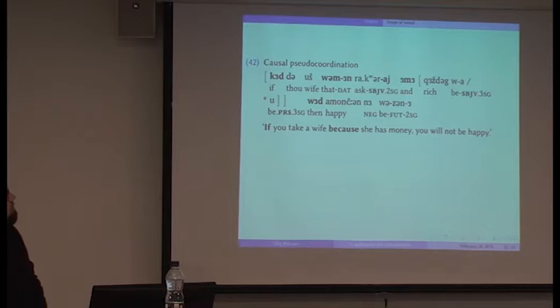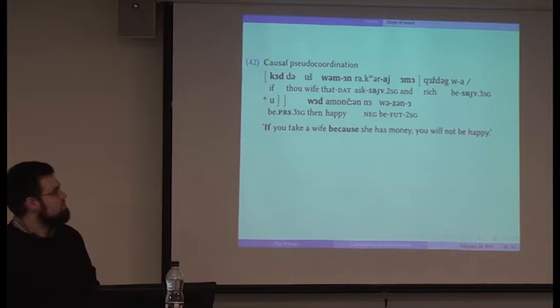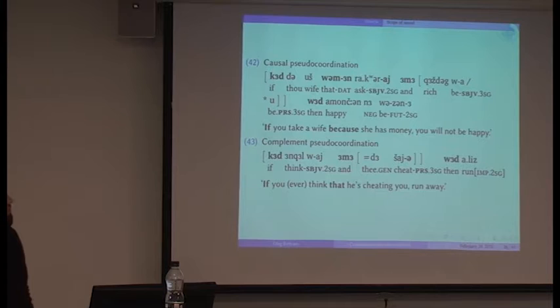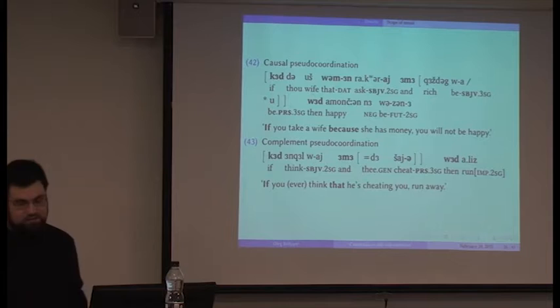So if you take a wife because she has money, you will not be happy. Here, if has to assign the subjunctive mood to both clauses. You cannot use a present tense or the future tense in the second clause if the first clause has subjunctive. Whereas in complement pseudo-coordination, the assignment of mood features to the subordinate clause is perfectly independent from what is assigned by if.